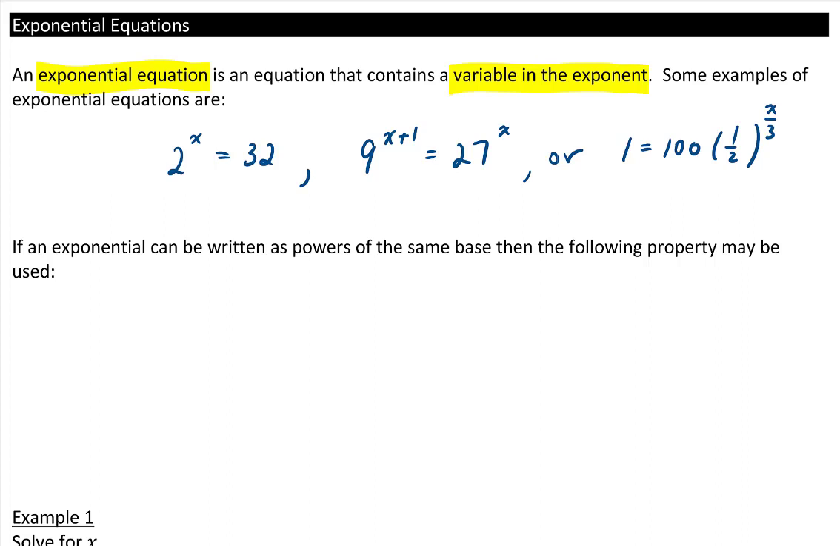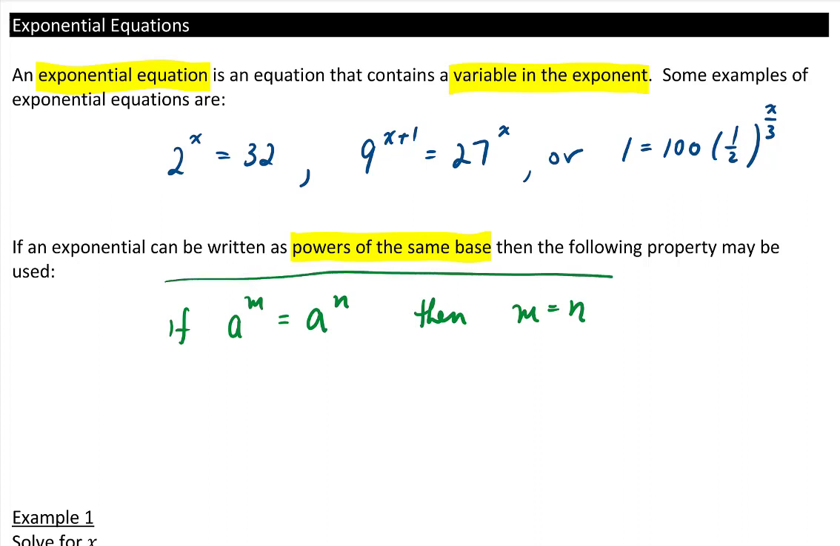If an exponential can be written as powers of the same base, then the following property may be used. So if a to the exponent m equals a to the exponent n, notice the bases are the same, then we can drop the base and we can say that m is equal to n. The two exponents must be the same if the bases are the same.